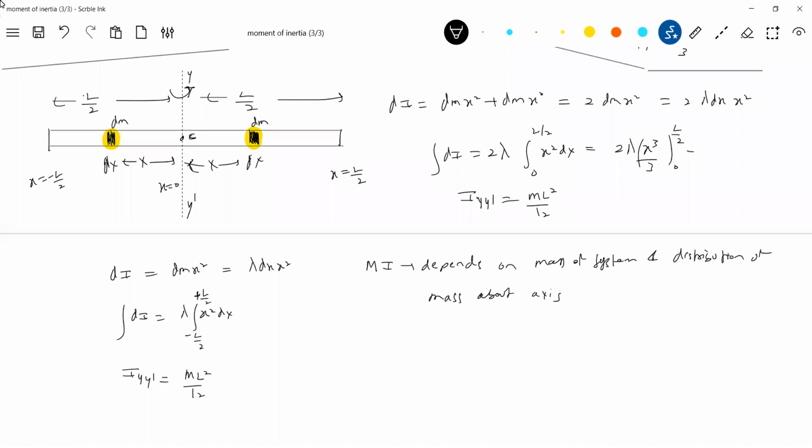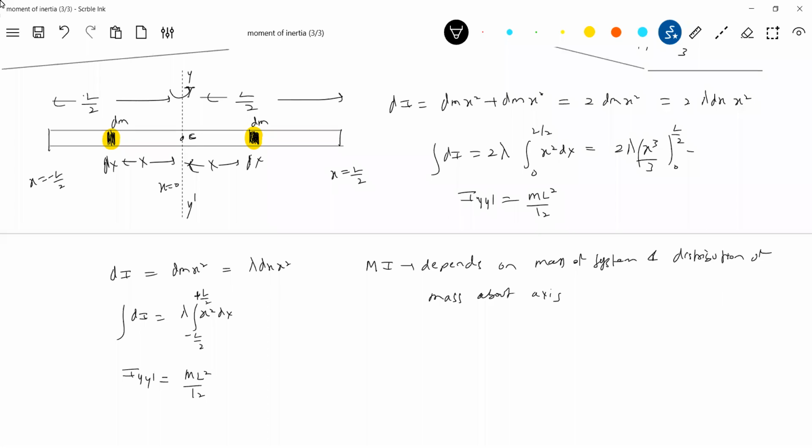Now look at this. Earlier the axis was about one end, so L square by 3 came. Then with the axis passing through the center of mass, L square by 12. So therefore, the moment of inertia depends upon the mass of the system and also the distribution of mass about the axis. The same body, when I start rotating about different axes, I feel a different rotational effect. The reason for that is the moment of inertia depends upon the axis of rotation.